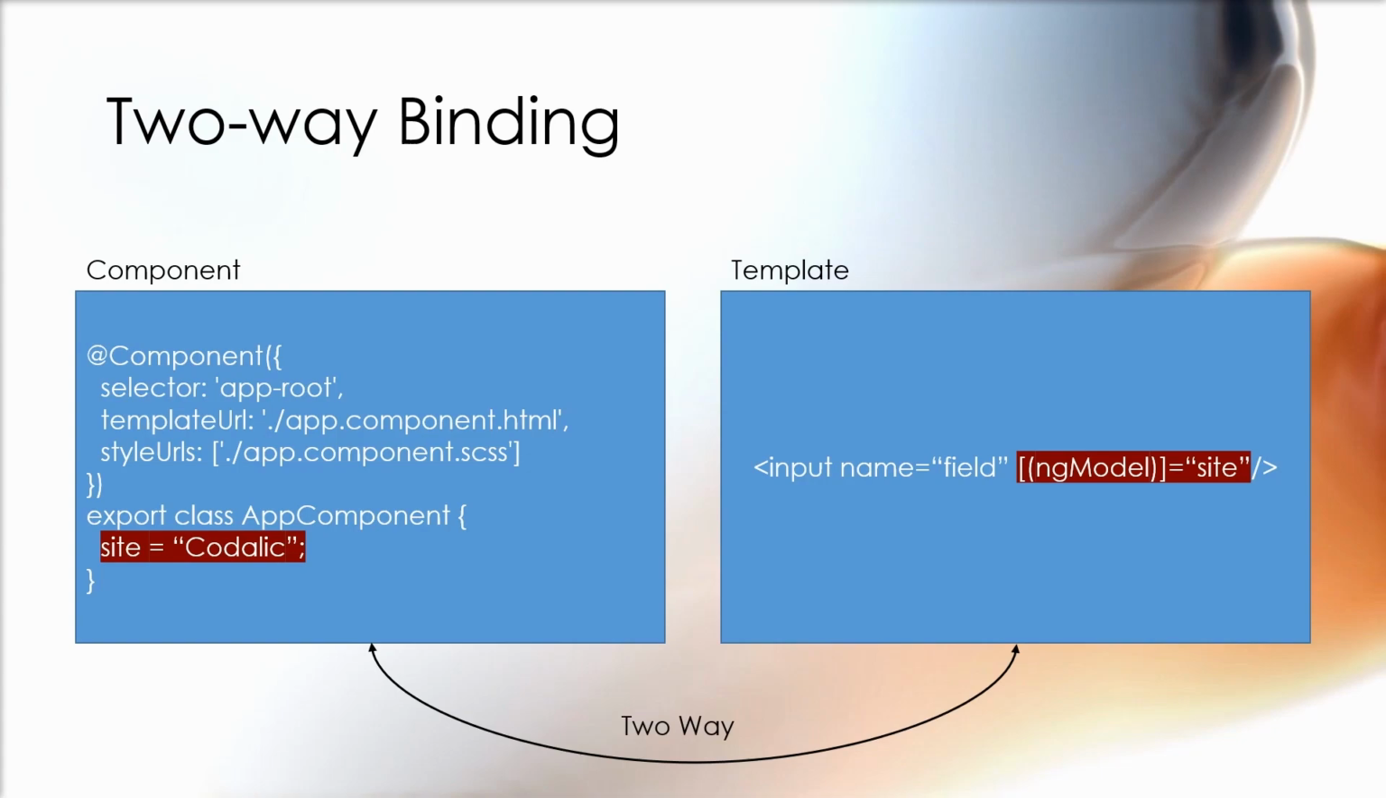There is a special syntax for two-way binding. You have to use ngModel and enclose it within parentheses and square brackets, and then assign it to a variable which is defined in the component. That way, any change in the component will also be reflected in the template, and the other way around.